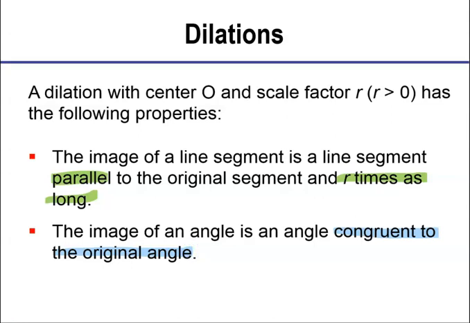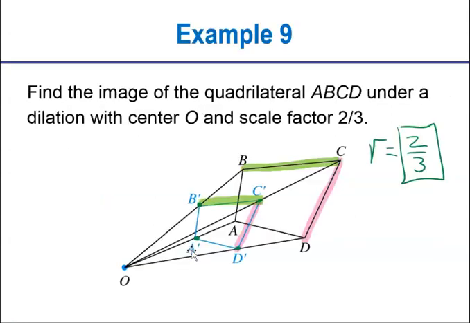So if we go back and look at the image that we just had, a dilation with a scale factor of 2/3, notice the angles are all the same. Right here, if I take a look at angle ABC, and then angle A prime, B prime, C prime, these are congruent angles. Or the angle BCD over here is congruent to angle B prime, C prime, D prime.